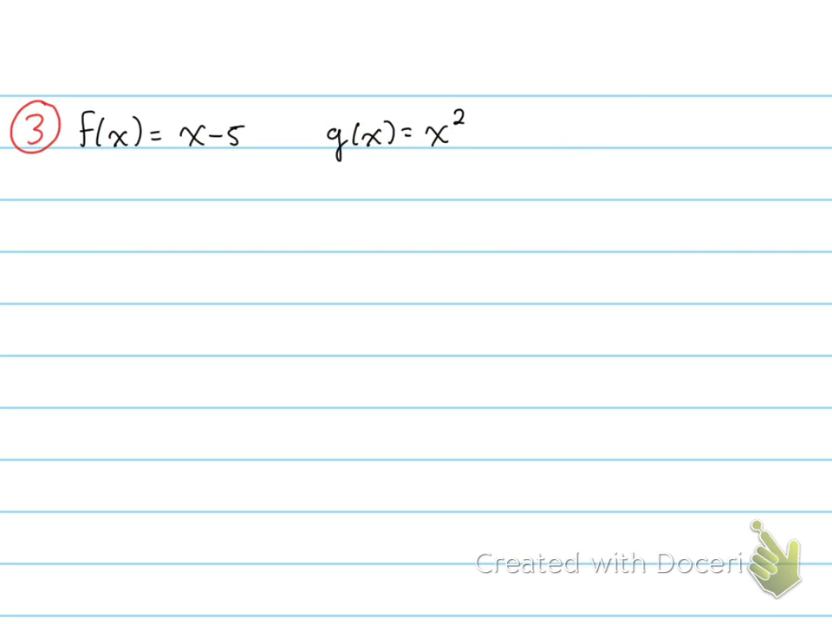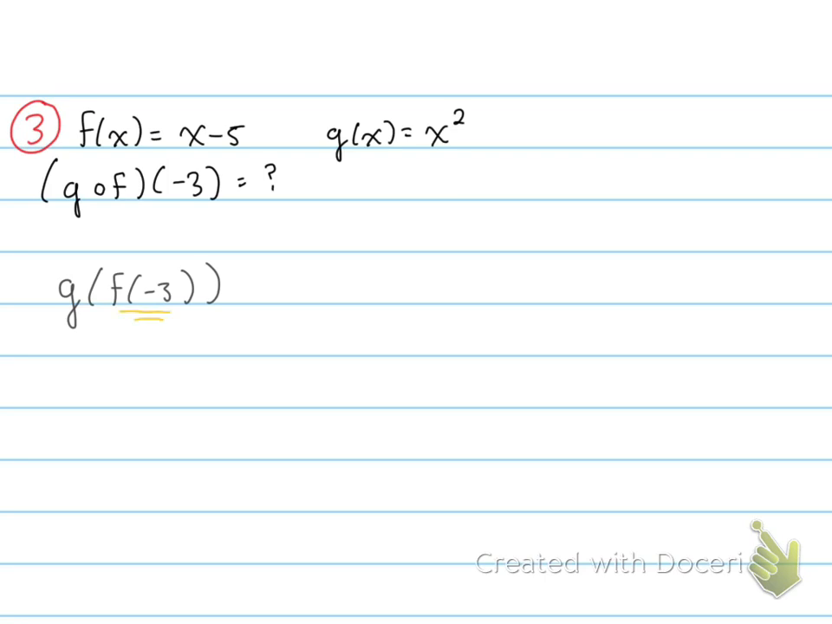So let's look at an example here. F of x is x minus 5, g of x is x squared. I want to find g of f of -3. So a way that you could rewrite this to maybe have this look a little bit easier is rewrite this as g of f of -3.